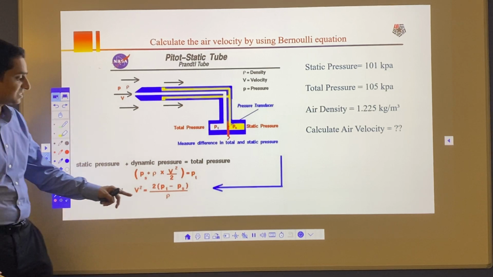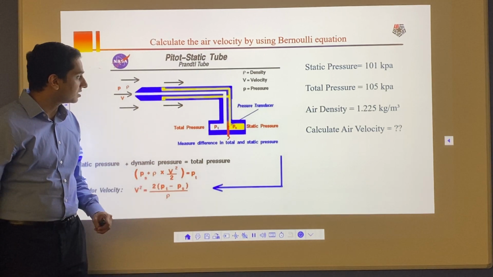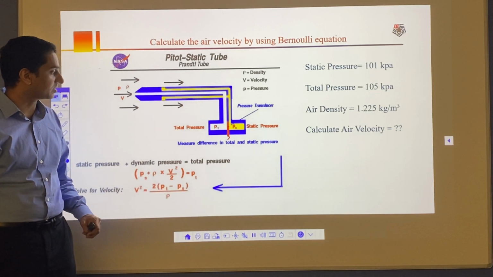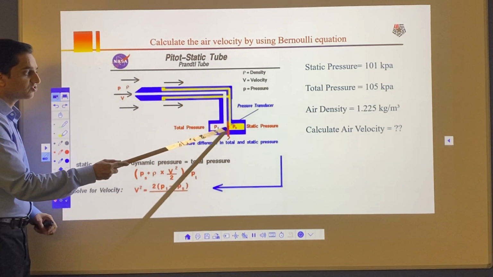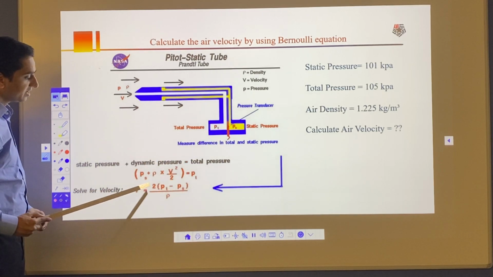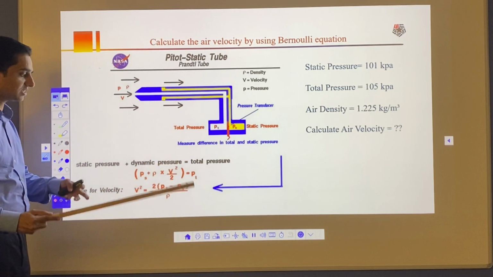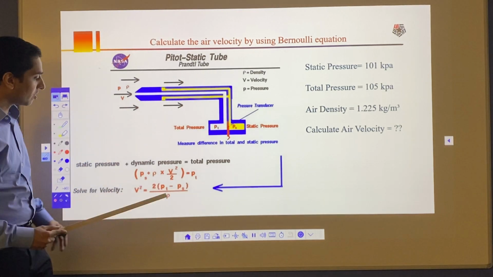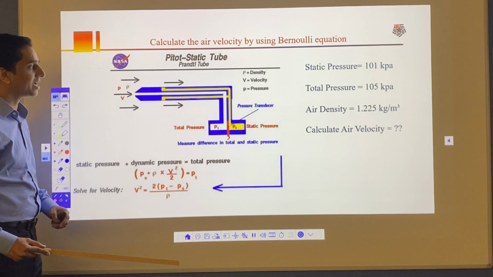So all I need to know is the difference between my stagnation pressure and my static pressure. Here we have a diaphragm on this Pitot tube. It calculates that difference, and that difference is given to a computer, and then the computer can calculate velocity. So basically the computer runs with this Bernoulli equation. Once you have the difference, you should be able to calculate velocity.